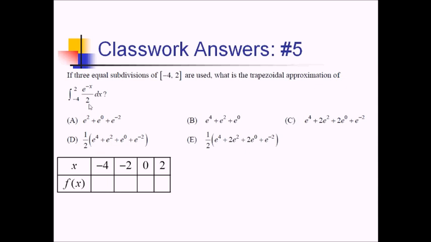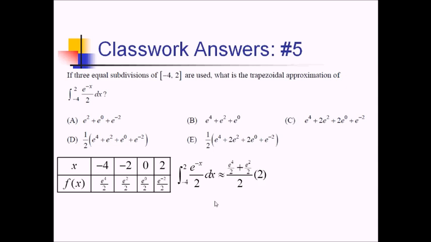So this is going to be e to the 4th over 2, and then e squared over 2. This is e to the 0 over 2, which is 1/2. And we've also got e to the -2 over 2. Now it's time to set up some area formulas using trapezoids. So we're going to have e to the 4th over 2 plus e squared over 2 times a base of 2.